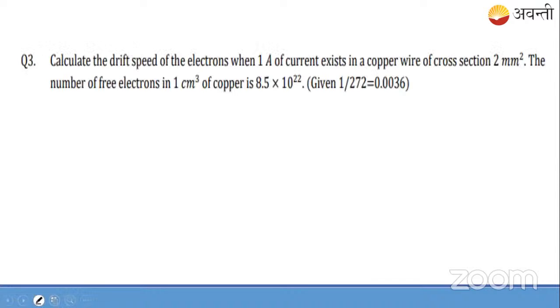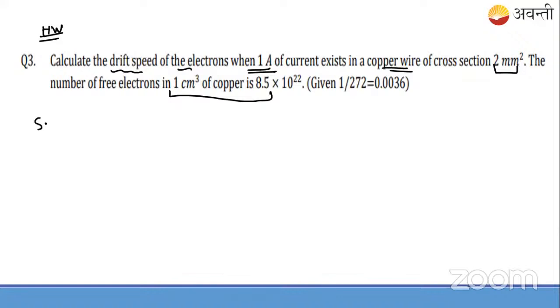Students, I already told you that was the last question. So this question is homework for you. I will tell you a little bit about it. It says the same as the previous one. You need to calculate the drift speed of the electrons when 1 ampere current exists in a copper wire of this cross section. The number of free electrons is this much. Three minutes are remaining, so I'm launching a poll for you. Side by side I will explain this homework question. Rest of the students, please participate in the poll.